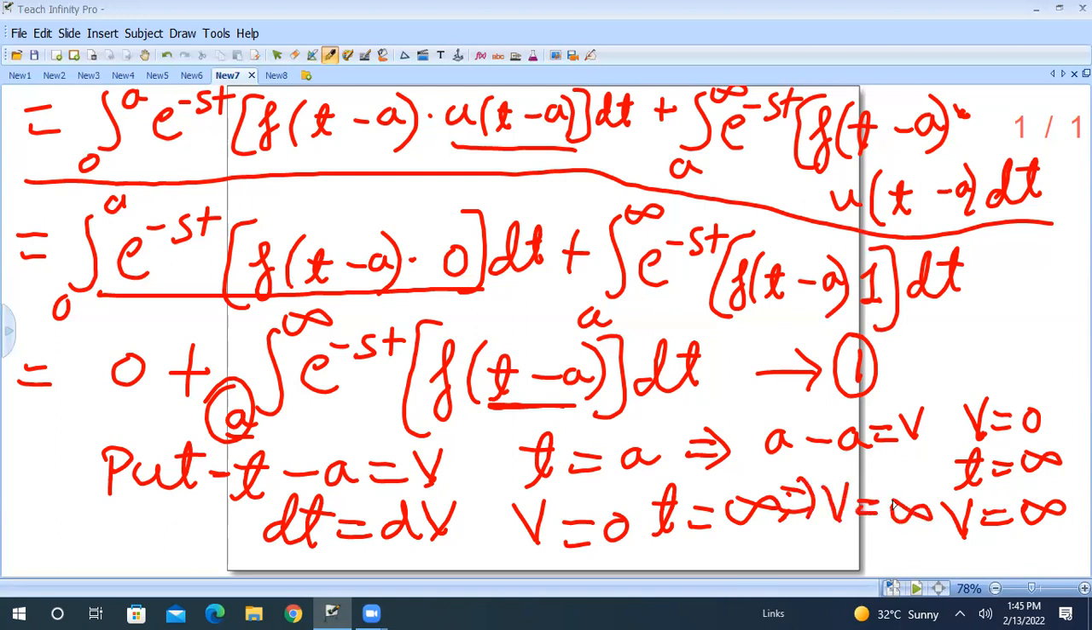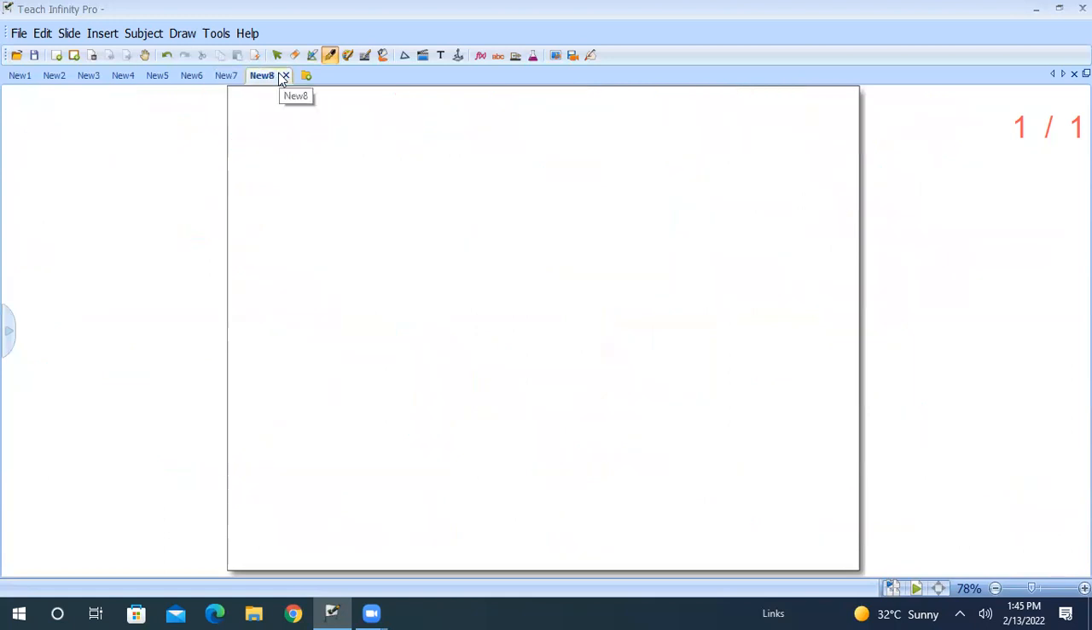Okay? So first we consider t minus a is equal to v. Then when we put t is equal to a, we directly get the value v is equal to 0. We get the values v is equal to 0, therefore the upper limit is infinity and the lower limit will be 0, because v is equal to 0 comes out. So in the next step, changes happen.